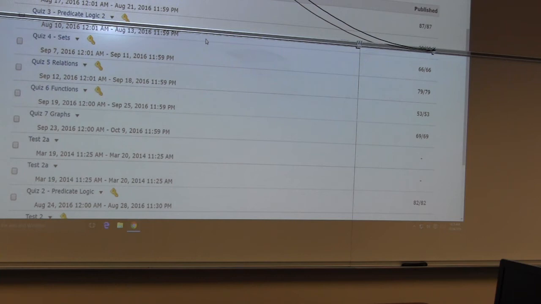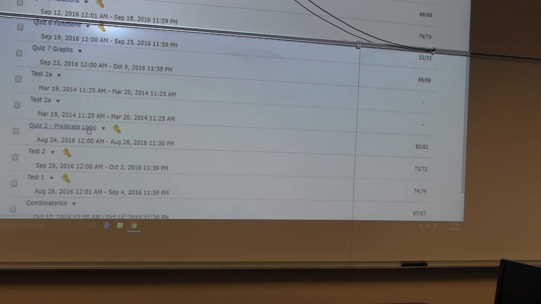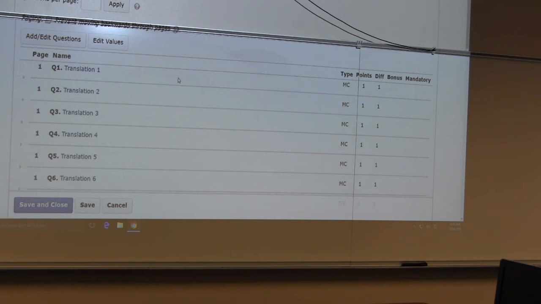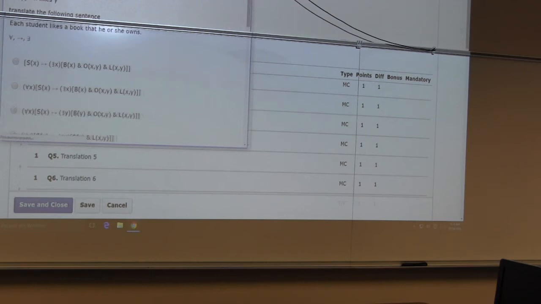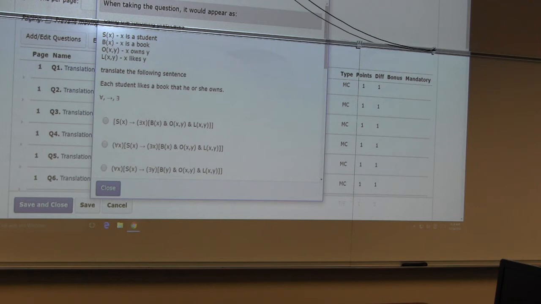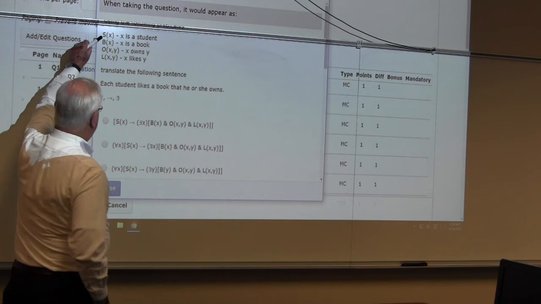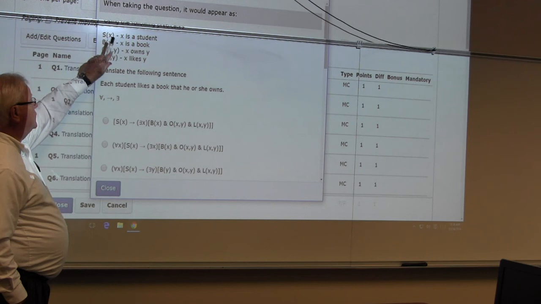Let's look at the first predicate logic quiz. Now this is the one, be careful when you see this on the final. Remember what this X situation is up here. It doesn't mean that X is the only variable that can be used for students, or X is the only variable we can use for books, or we'd be in trouble, wouldn't we?